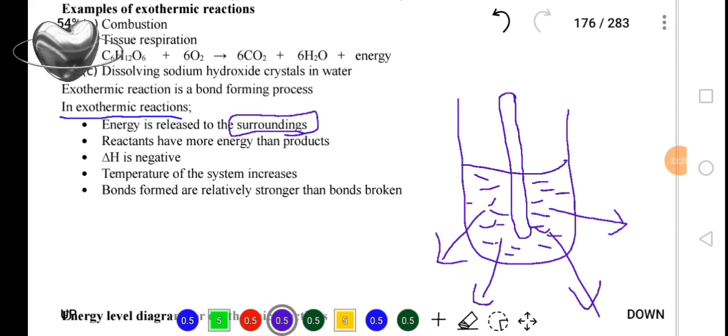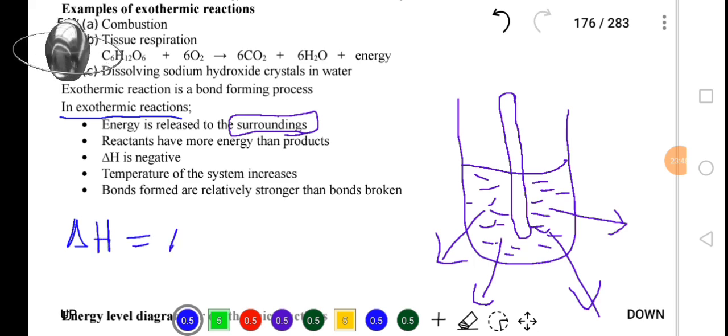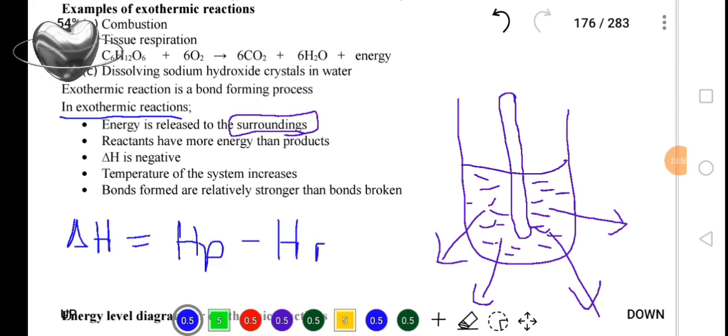Remember, my dear learners, the formula I gave you in our previous video to calculate the enthalpy change. We said enthalpy change equals the enthalpy of the product minus the enthalpy of the reactants, provided the graph is given to you. You use this formula. Now, this point is saying the reactants have more energy than the products.